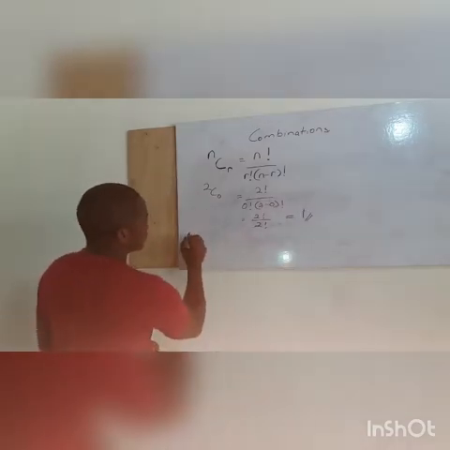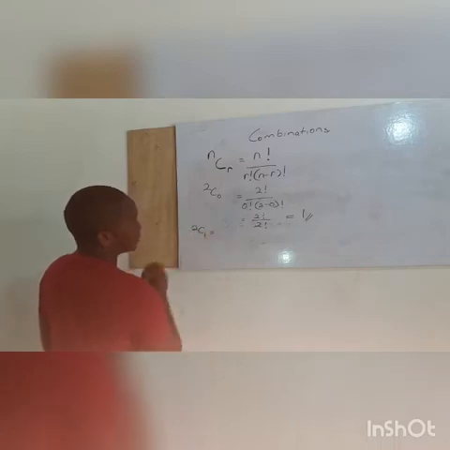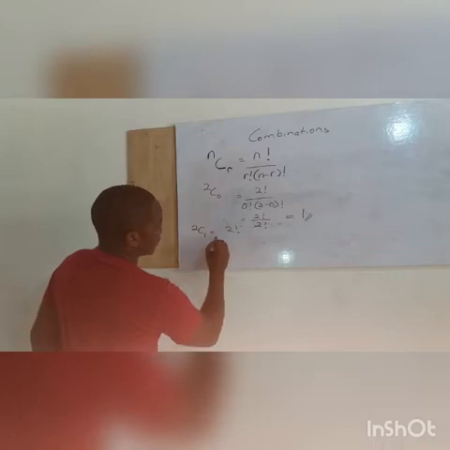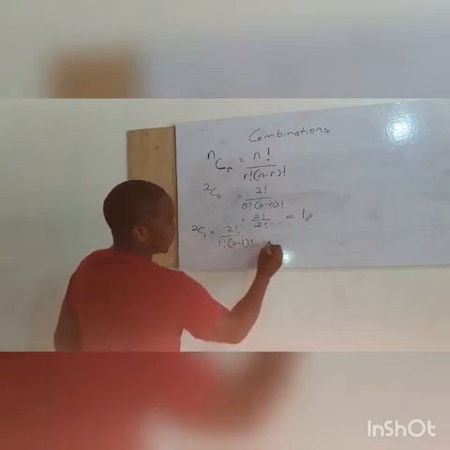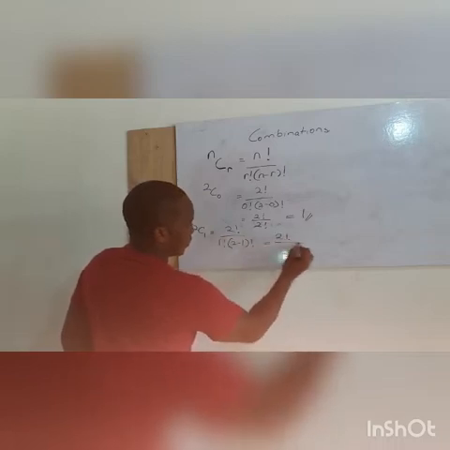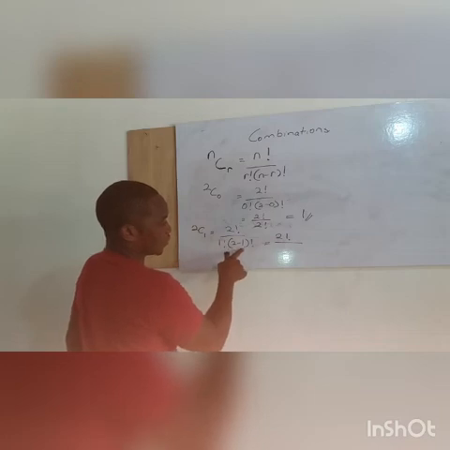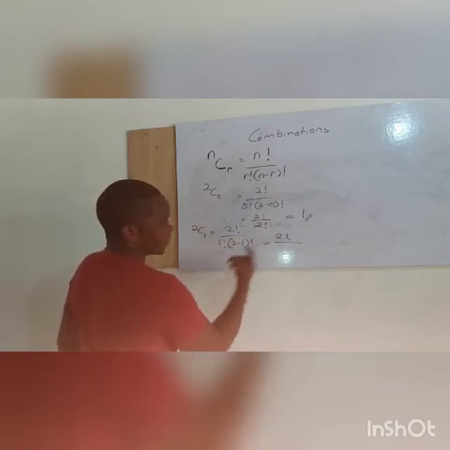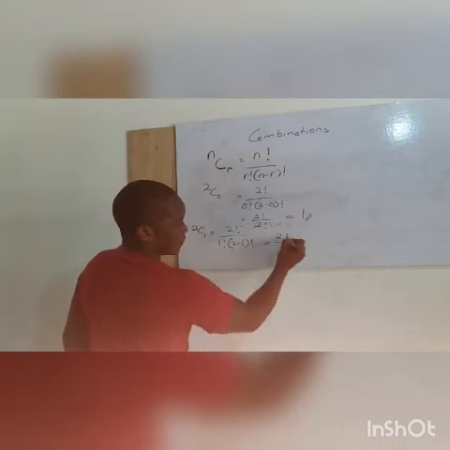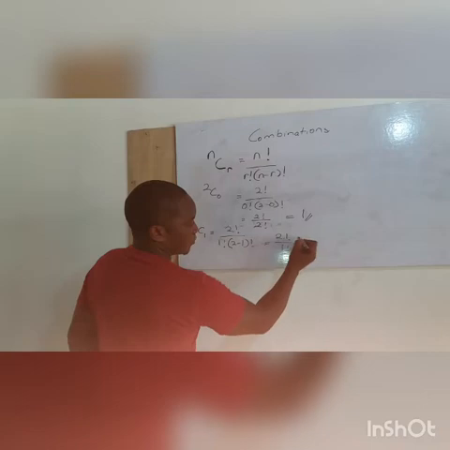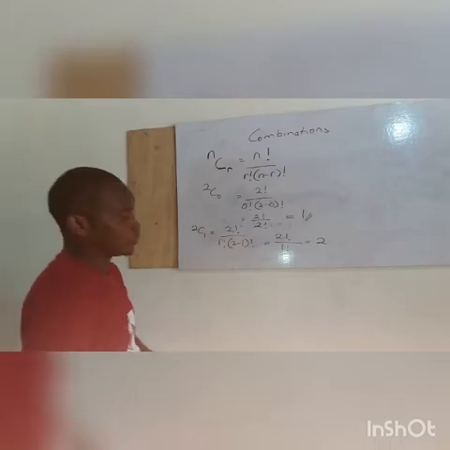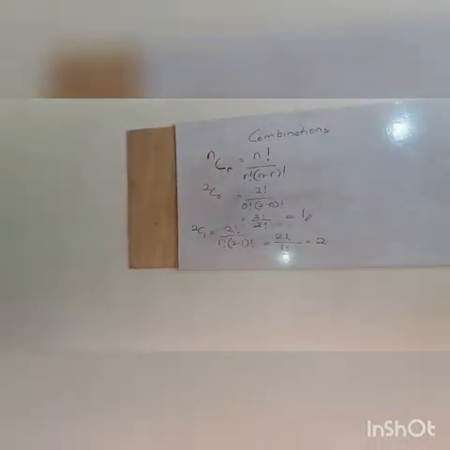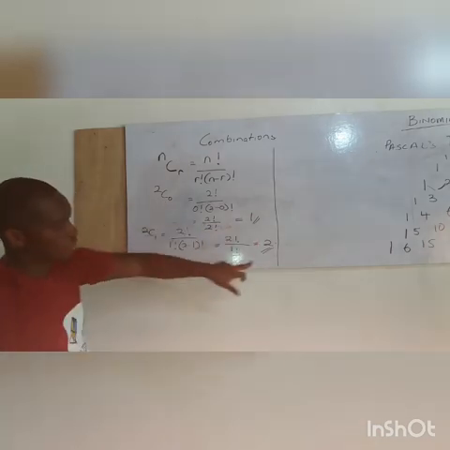Now let's take 2 combination 1. 2 combination 1 will give us 2 factorial all over 1 factorial in bracket 2 minus 1 factorial, and that can be simplified as 2 factorial all over 1 factorial, which is 1, 2 minus 1 is 1 factorial, so that will be 1 times 1, which is 1. 2 factorial is 2 times 1, so 2 times 1 divided by 1, so that's 2. So our answer here will be 2. 2 combination 0 is 1, 2 combination 1 gives us 2.